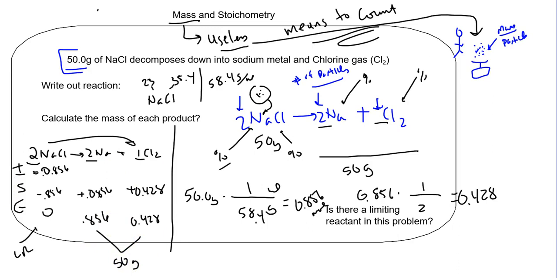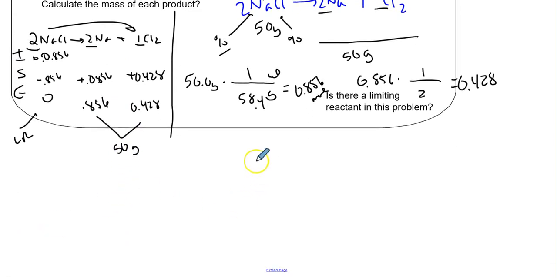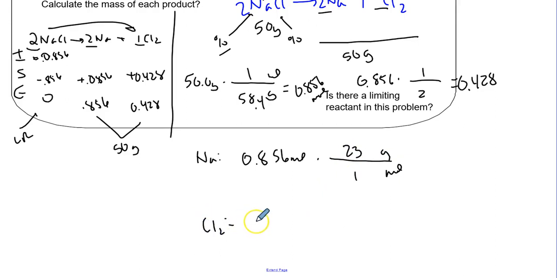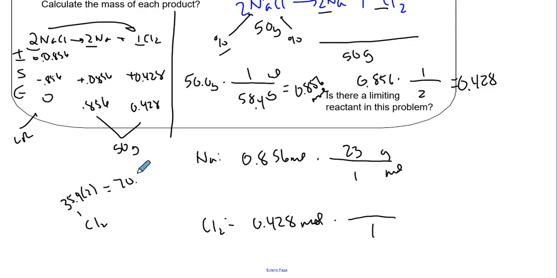Okay, let's take a moment and convert those back to grams. Let's do the Na first. 0.856 moles. Get rid of moles and go to grams. 1 mole is 23 grams. The chlorine is 0.428 moles, and 1 mole is equal to, now I need to get that, so chlorine 2, that would be 35.4 times 2, which is 70.8.